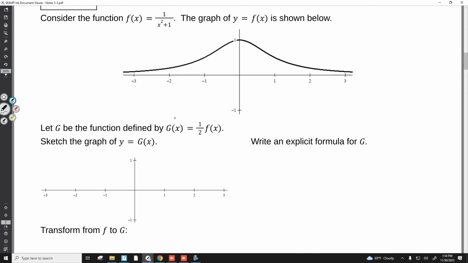If I show you that transformation, 1/2 times f of x, what would be the transformation? Describe it. Tell your neighbors. You don't have to shout out to me. Tell your neighbors. Now, tell me, what would you do to your point?